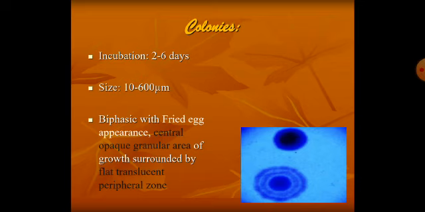The size of each colony measures from 10 to 600 microns, and it is mentioned as fried egg appearance, also known as a biphasic fried egg appearance, because it has 2 phases there: the central opaque granular area surrounded by a flat translucent peripheral zone.